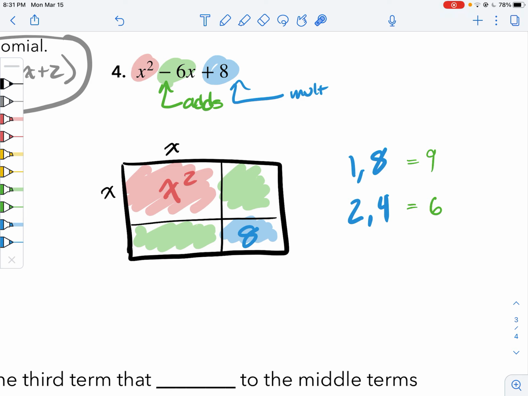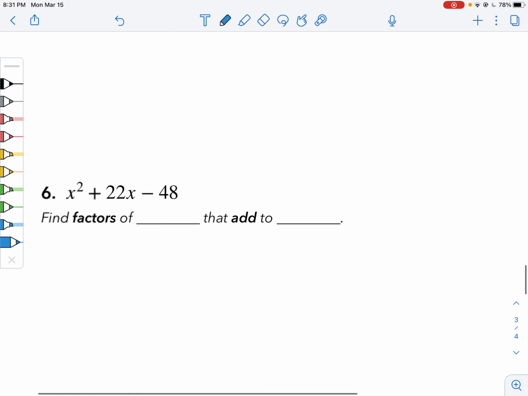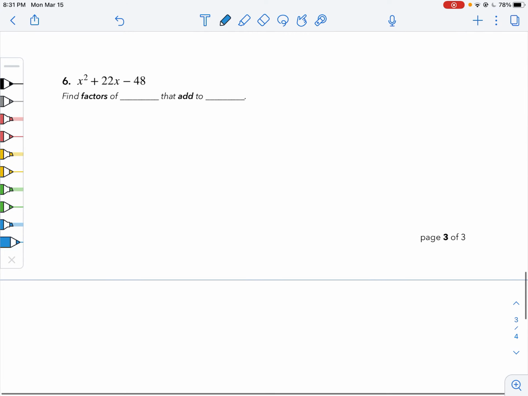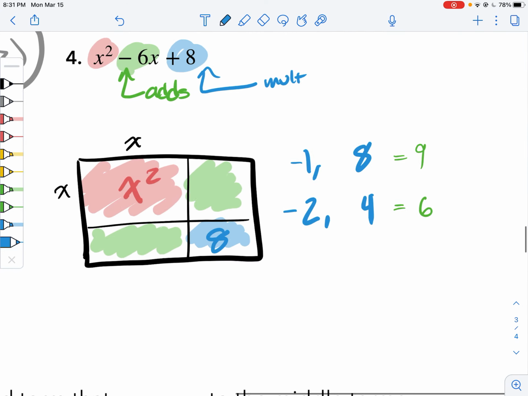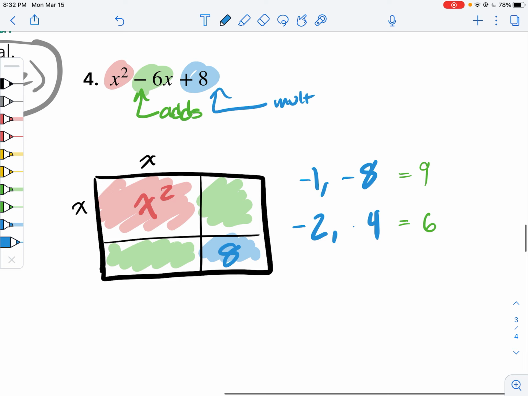So that tells us one of these things needs to be negative. If we want to add up, we need to get a negative. But if we do negative 1 times 8, that's negative 8. So if one of these is negative, they both need to be, oh, shooties my goodies. I accidentally scrolled too much. They both need to be negative, because negative 1 times negative 8 is positive 8. Negative 2 times negative 4 is positive 8.